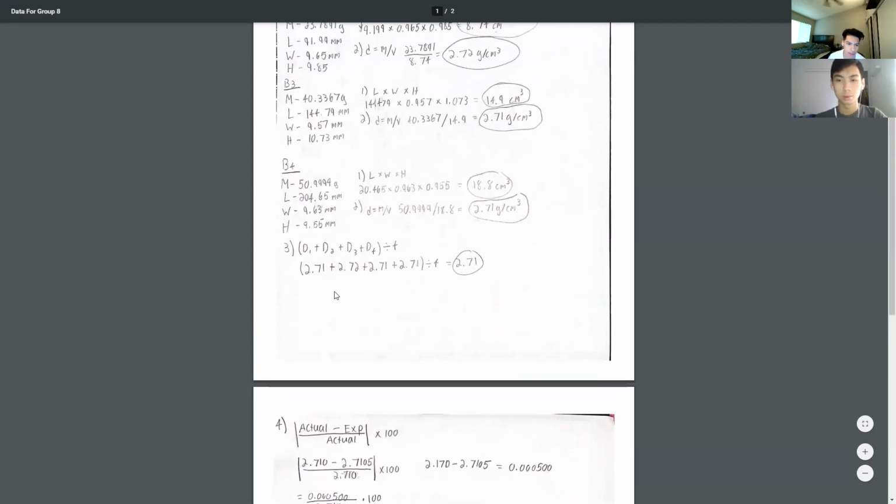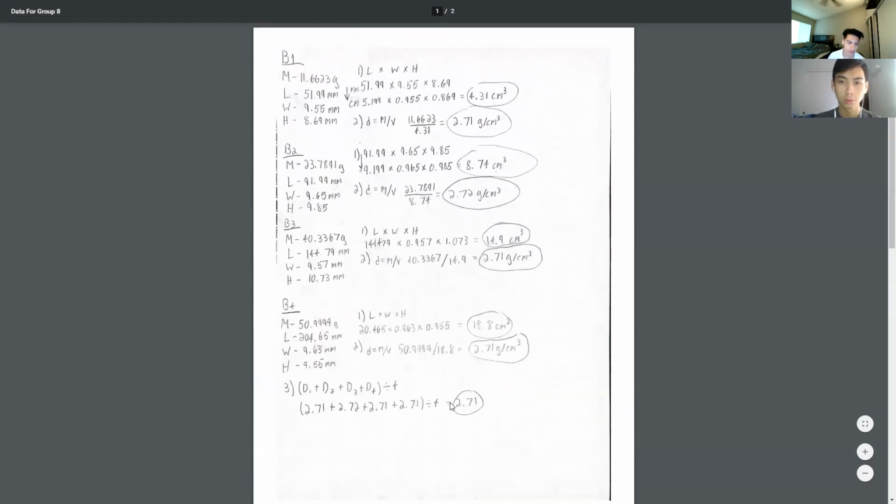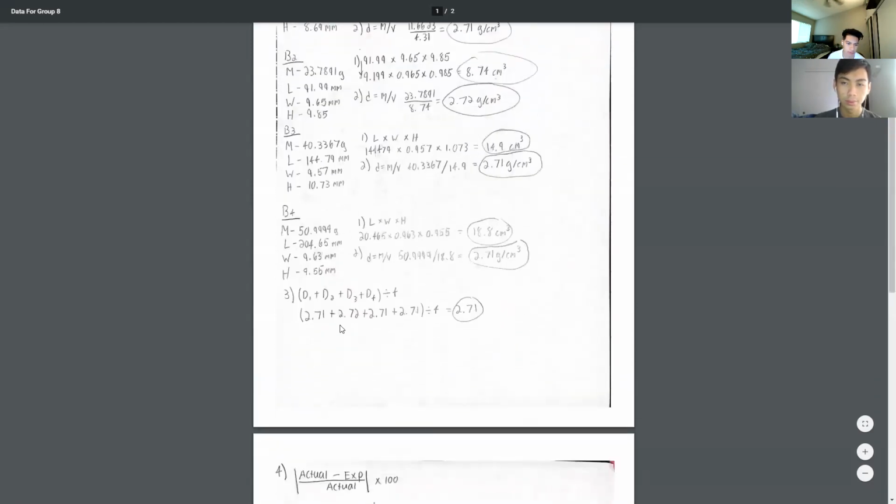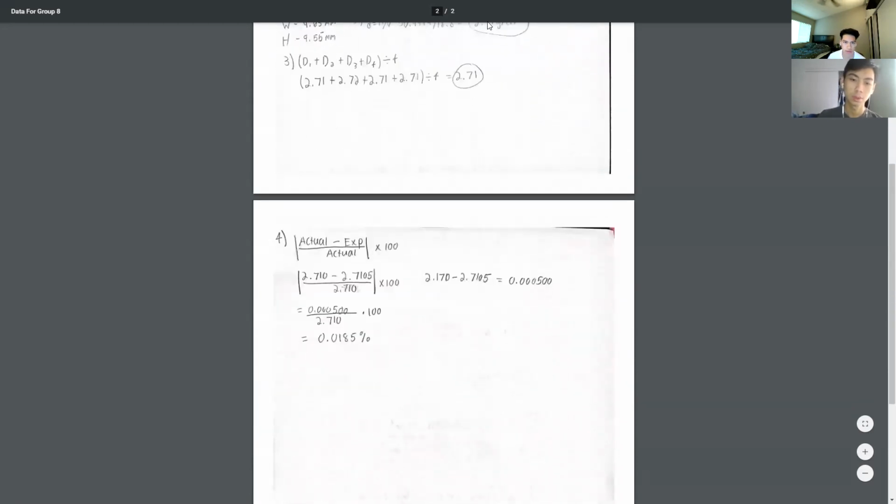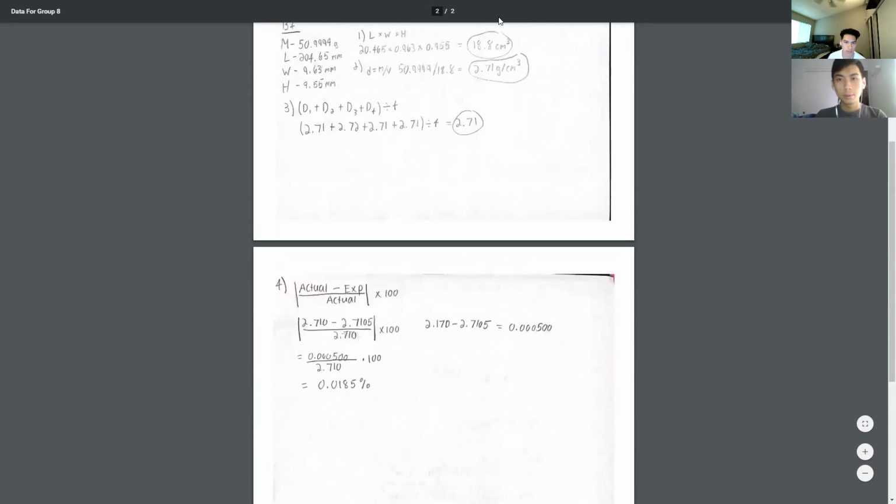For number 3, calculating our average density, we're going to add all our densities that we got. So there's 4 of them, so we add the 4, and then we're going to divide it by 4. So it's going to be 2.71 grams per centimeter cubed as our average density. So with that, that's 1 through 3. I'm going to pass it over to Duke so he can show us our graphs.